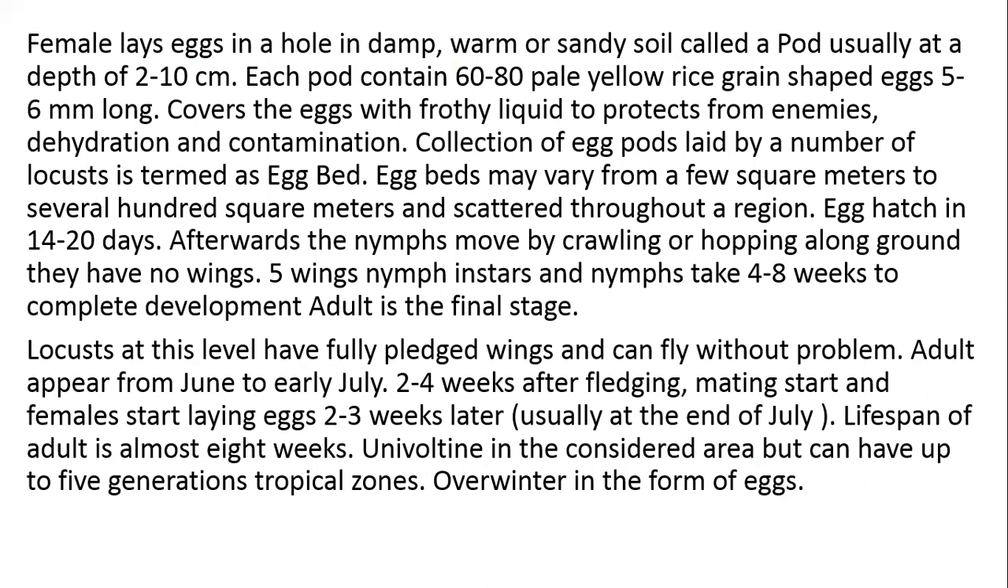Collection of egg pods laid by a number of locusts is termed as egg bed. Egg bed may vary from a few square meter to several hundred square meters and is scattered throughout the region. Eggs hatch in 20 to 40 days. Afterwards, the nymph move by crawling or hopping along ground. They have no wings. Five instar nymph takes 4 to 8 weeks to complete development.